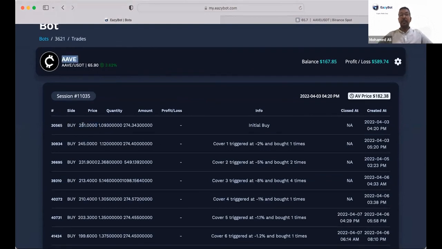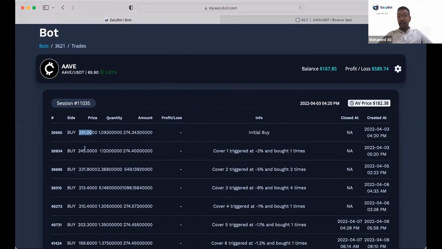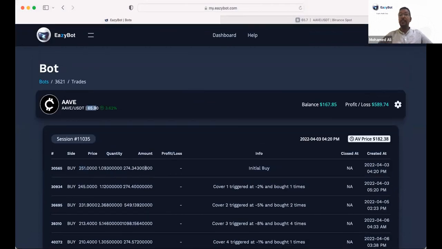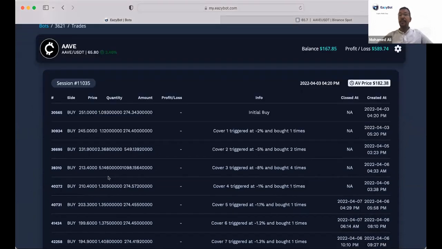251. The coin is AAVE. You can see here, we started on the 3rd of April, and the price was 251. As we went down, the market really went down after that. If you look at the coin price today, it's as low as 62.9. So we're talking about 70, maybe 76% or 75%. You can divide this by the amount. So the market really went down, but still the bot is trading and making profit.